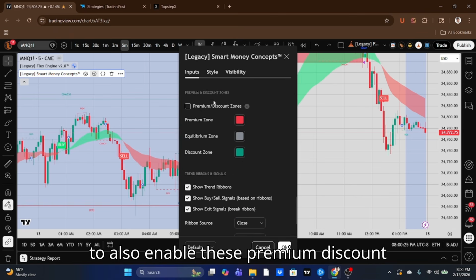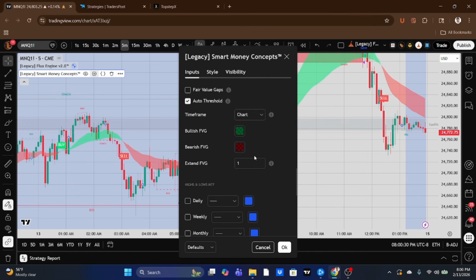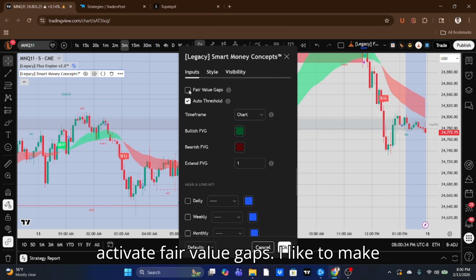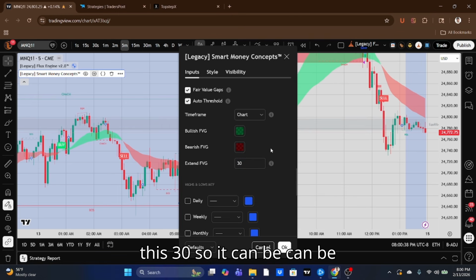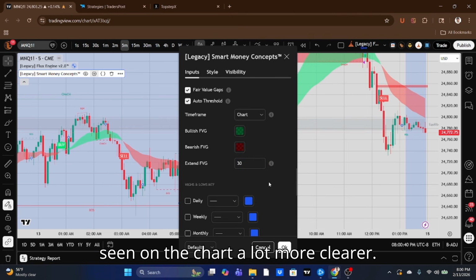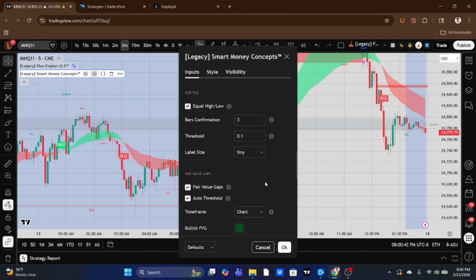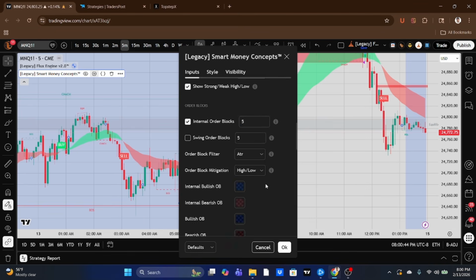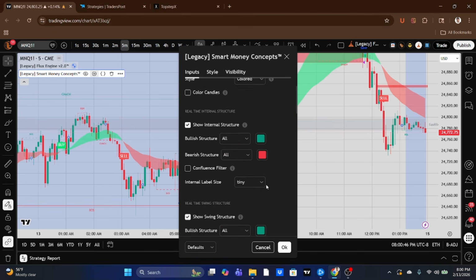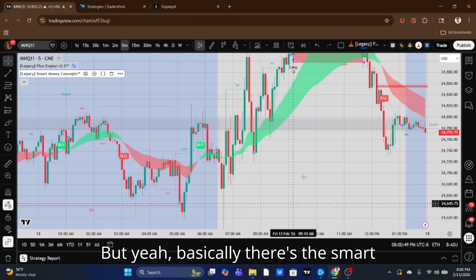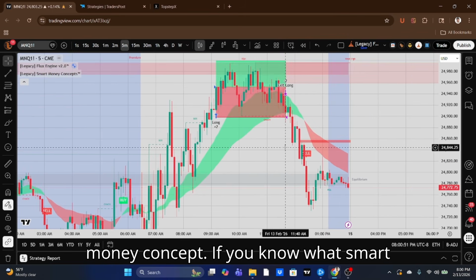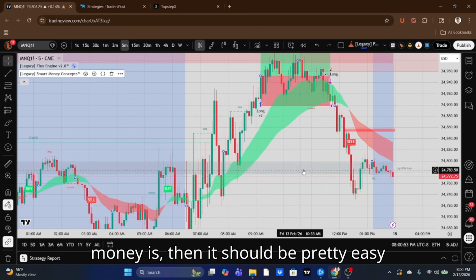I like to also enable these premium discount zones as well. Let's see, extension. I like to activate fair value gaps. I like to make this 30 so it can be seen on the chart a lot more clearly. But yeah, basically this is Smart Money Concepts. If you know what smart money is, then it should be pretty easy for you.